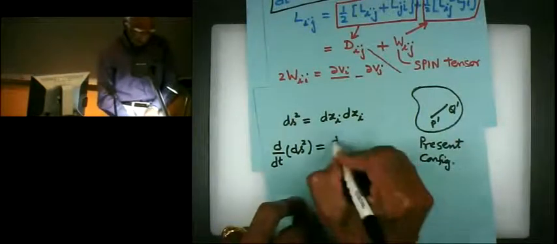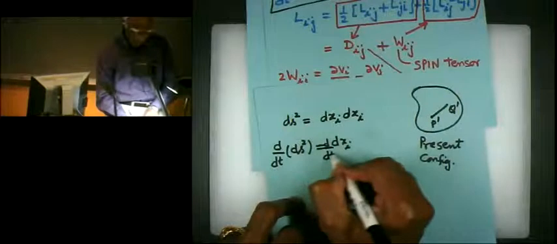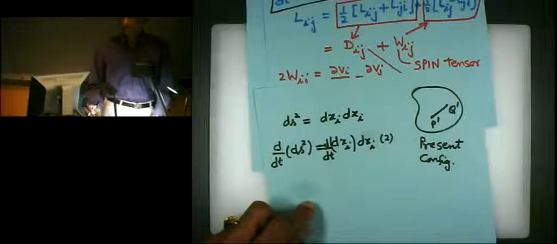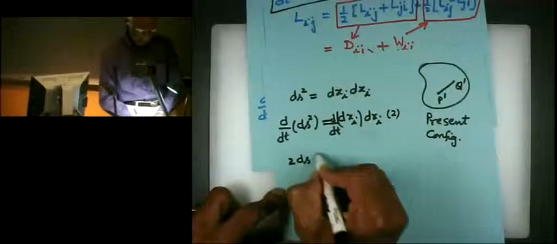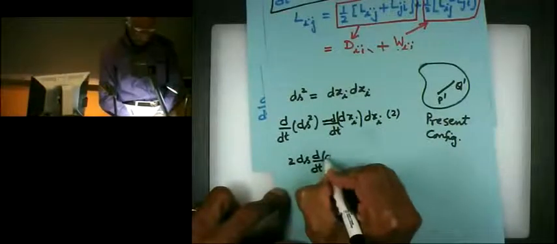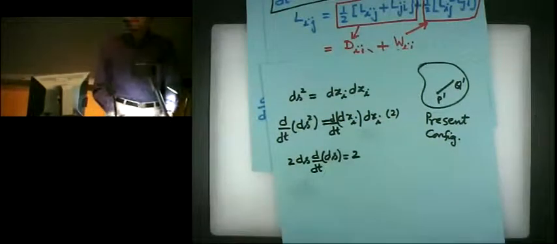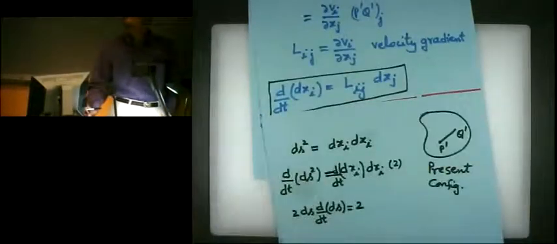equals, use the chain rule of calculus. So you get dxi, d over dt of dxi, plus the same term again because it's dxi dxi. So you get twice of this. What about on the left hand side? We have twice of ds, d over dt of ds, equal twice. What is d over dt of dxi? That's what we started with. d over dt of dxi is Lij dxj.